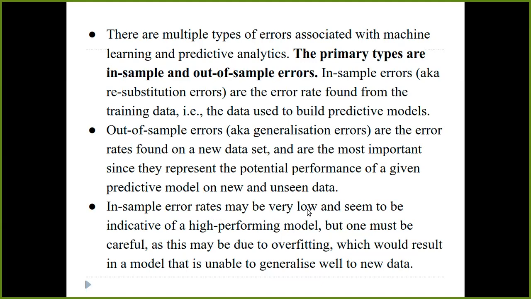In-sample error rates may be very low and seem indicative of a high-performance model, but one must be careful. Here we want to avoid overfitting. Overfitting means my model works correctly with the training data, but it doesn't work with the test data. That would result in a model that is unable to generalize well to new data. We want to generalize to new data as well. Generalize means increasing the accuracy.